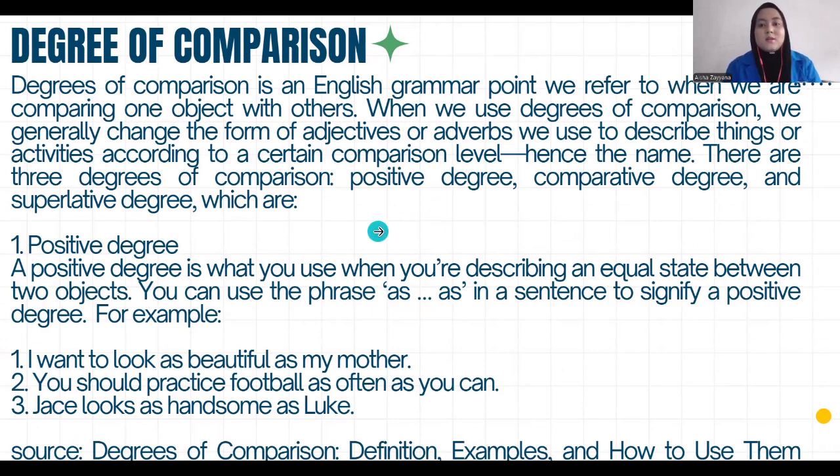The first one is positive degree. Positive degree is what you use when you're describing an equal state between two objects. You can use the phrase "as" in a sentence to signify a positive degree. For example, number one is, I want to look as beautiful as my mother. Number two, you should practice football as often as you can. Number three, Jace looks as handsome as Luke.